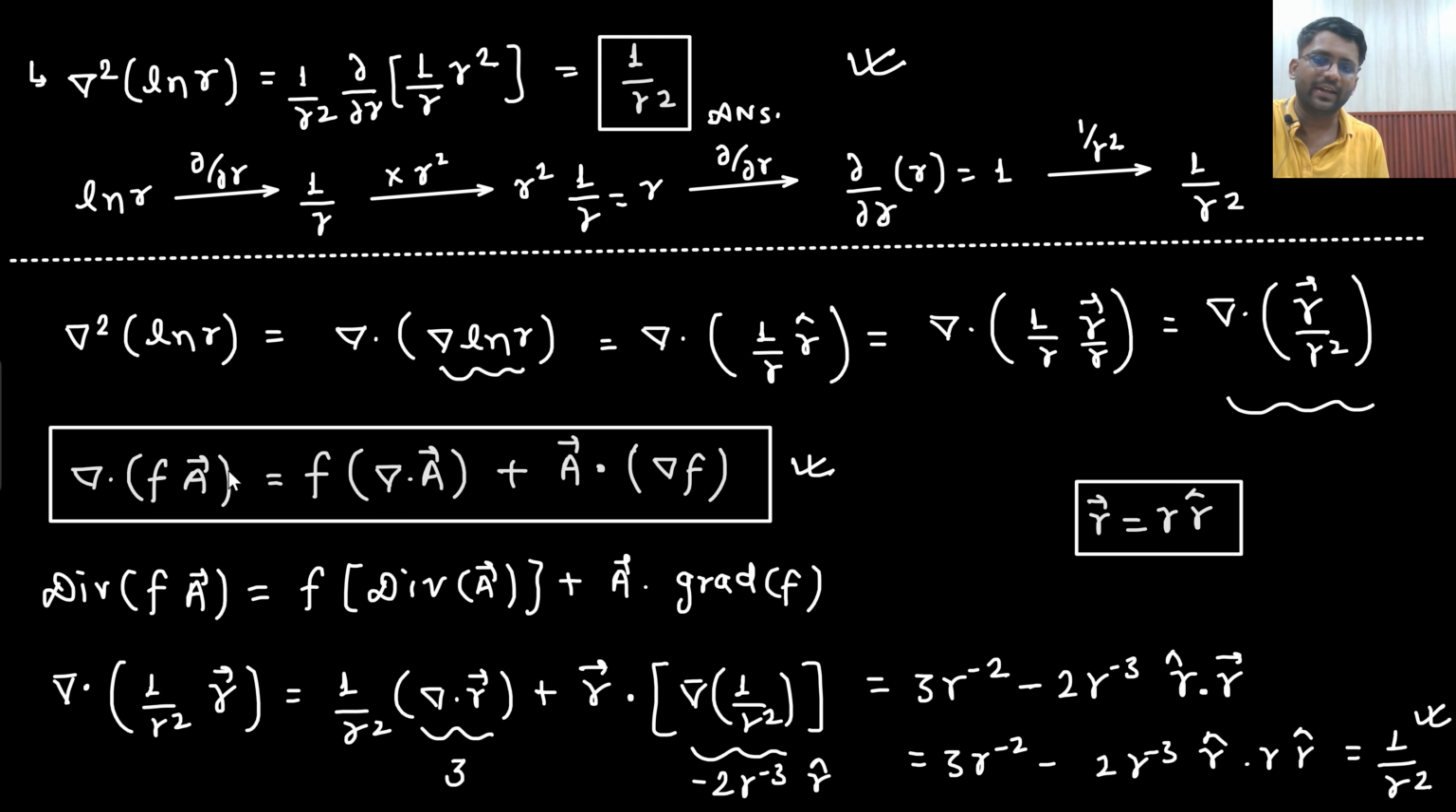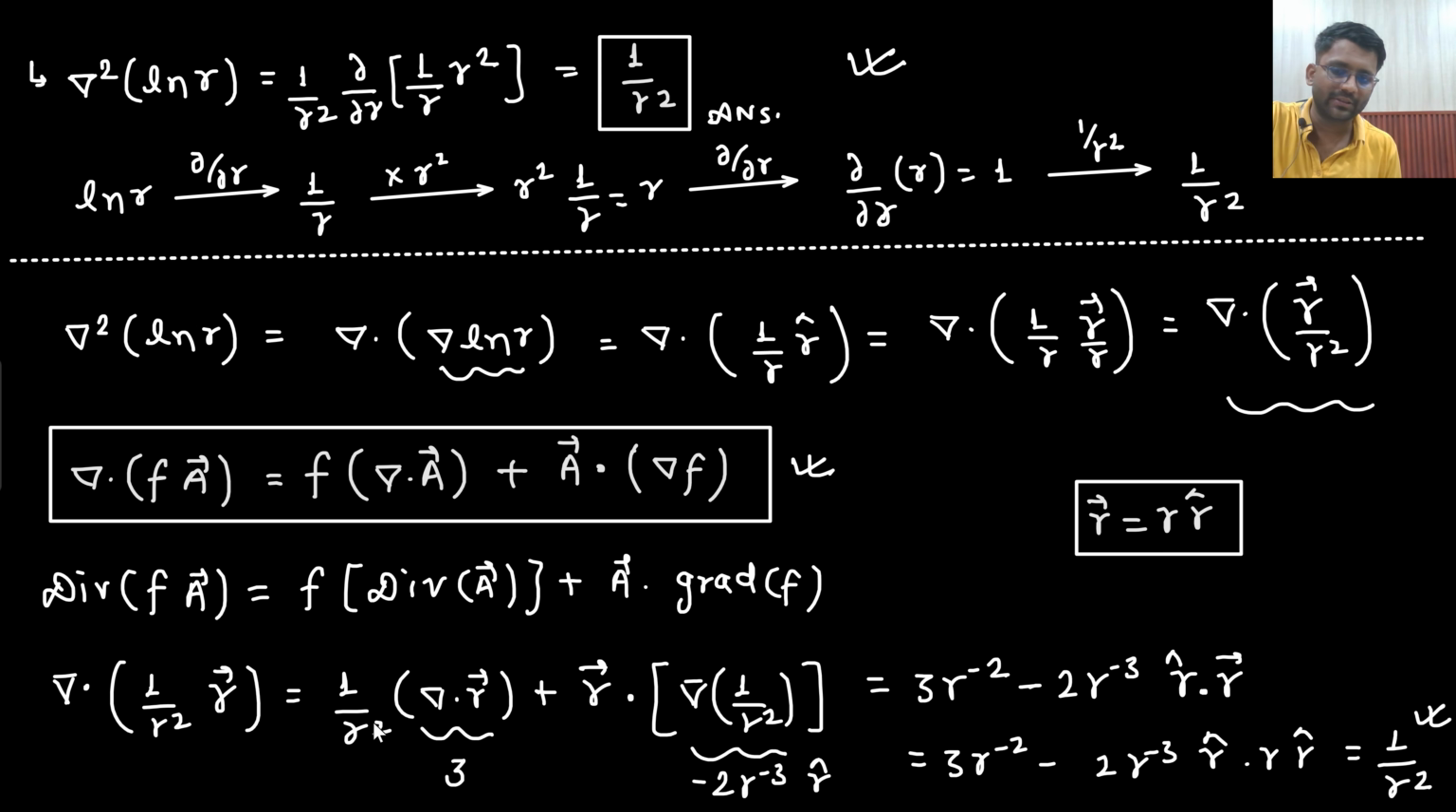So f will come outside del dot a plus a vector will come outside del f, because del dot f you cannot do. Del dot f will not make any sense because f is a scalar. So you can calculate the gradient, so gradient dot product with a. That's it. Understandable? This is what I am going to do. So the same thing I have applied here and I got the answer, which is 1 by r square.